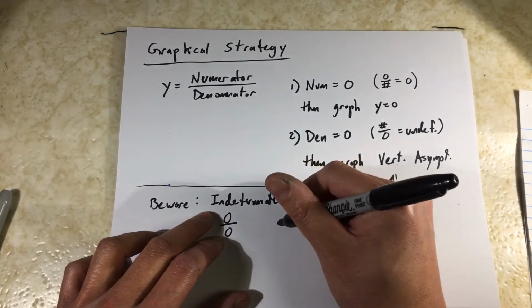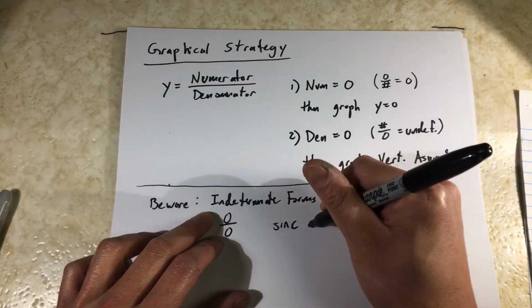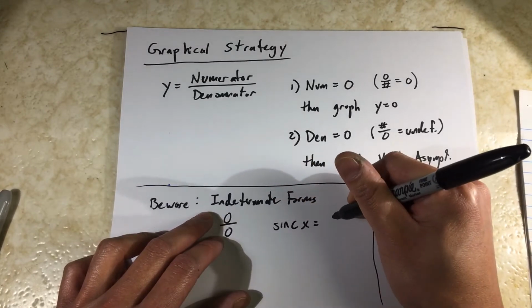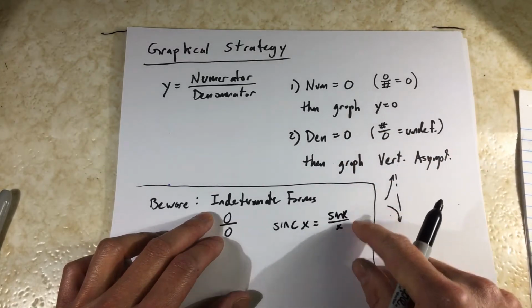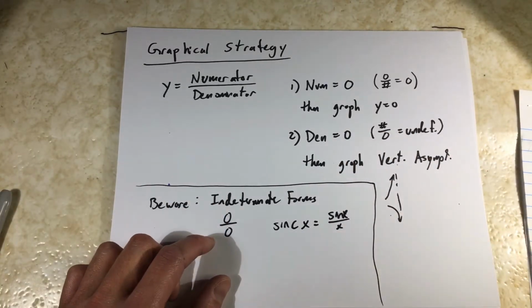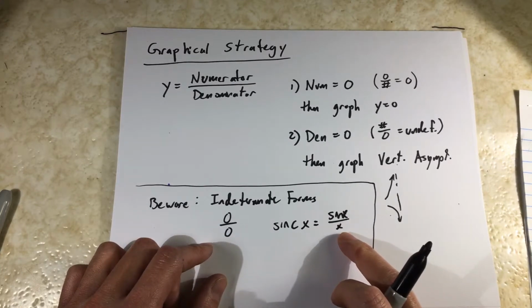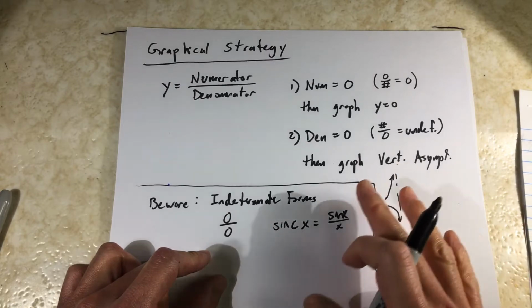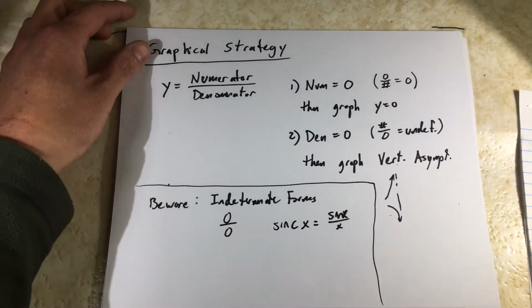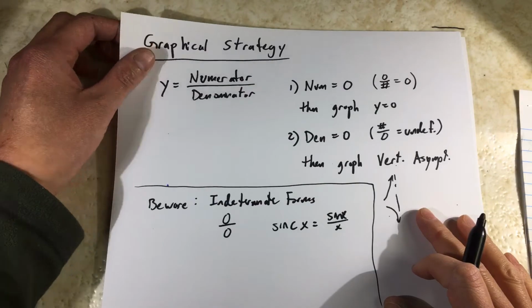If you want to look at one, there's this function called the sinc function, which is sine x over x. As x approaches 0, it becomes 0 over 0. So if you're interested in this indeterminate form, you can look that one up. We're not going to deal with situations like this here, but it's something to keep in the back of your mind if you end up doing this more later. All right, so let's apply our strategy. The first function we're going to apply it to is our tangent function.